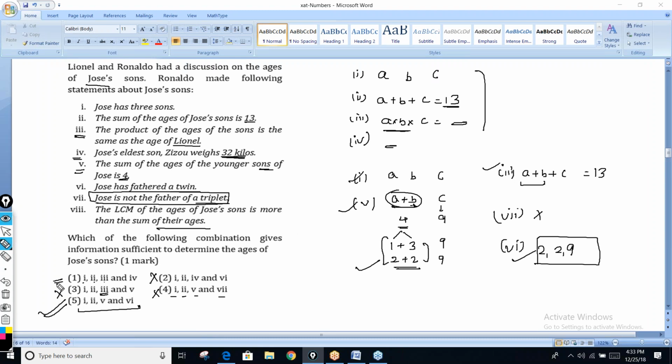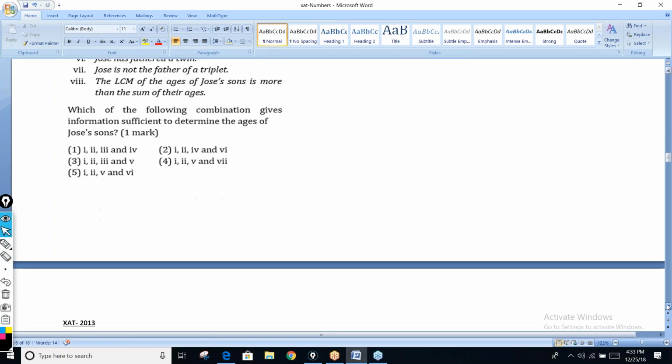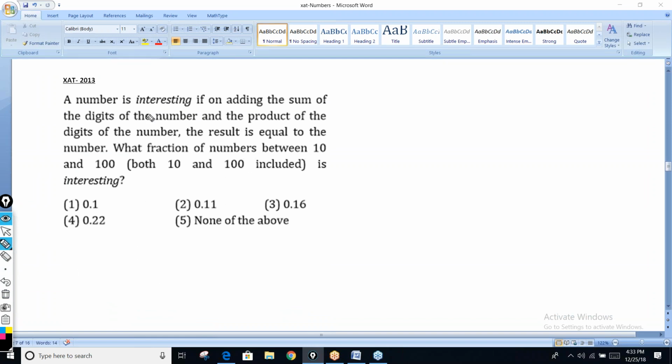Okay, come to the next one. A number is interesting if, on adding the sum of the digits of the number and the product of the digits of the number, the result is equal to the number. What fraction of the numbers between 10 and 100 are interesting?